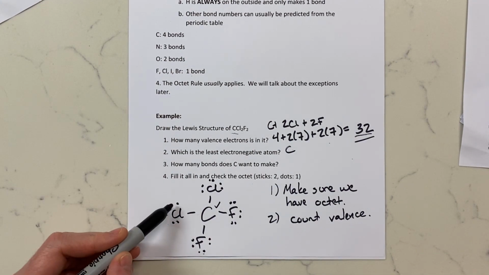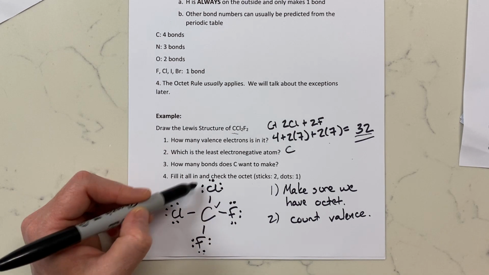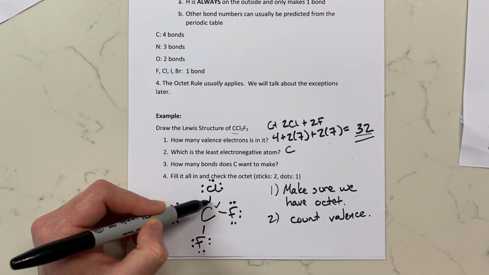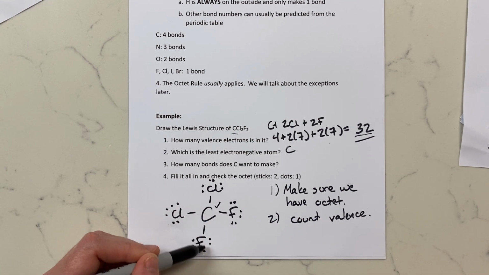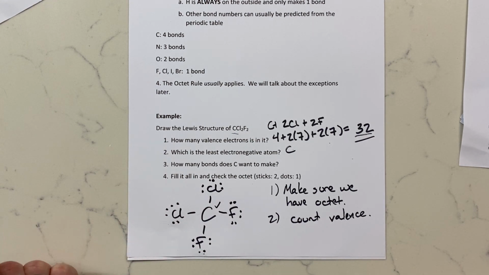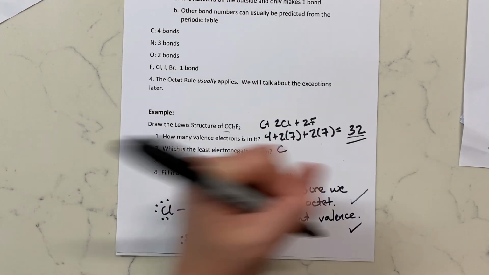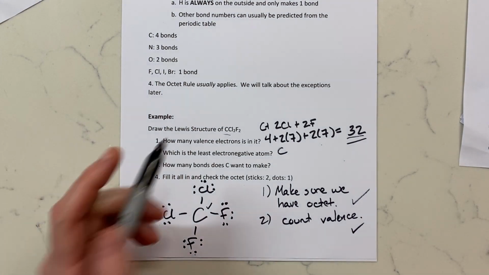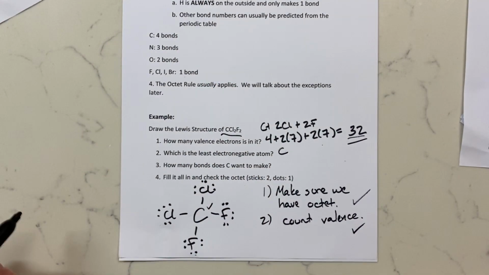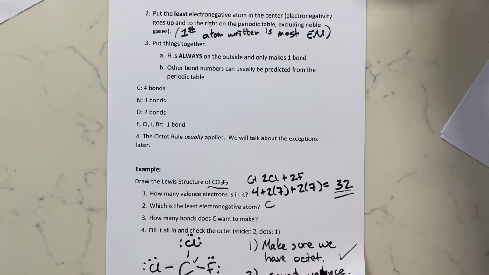So let's start with the chlorine here. We've got 2, 4, 6, 8, 10, 12, 14, 16, 18, 20, 22, 24, 26, 28, 30, 32. Everything has an octet. We have the appropriate number of valence electrons. We're good. This, in fact, is the Lewis structure of this molecule. All right, let's have more fun.